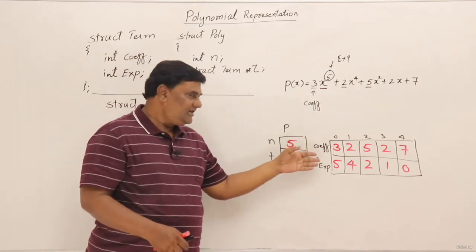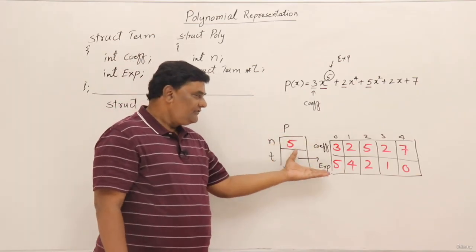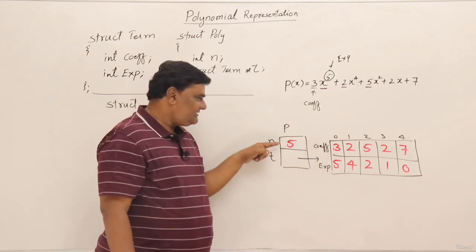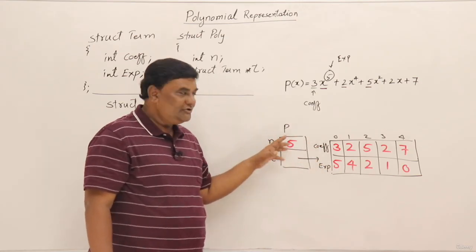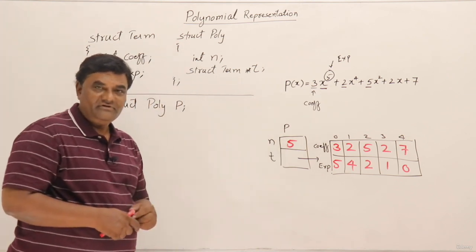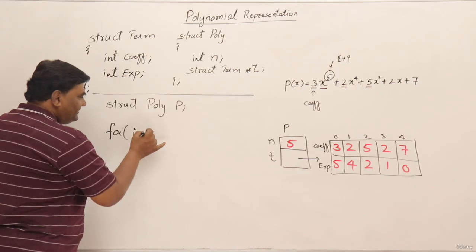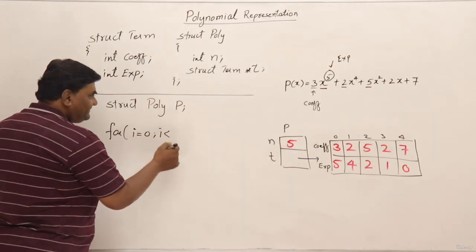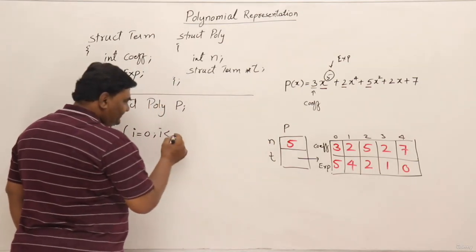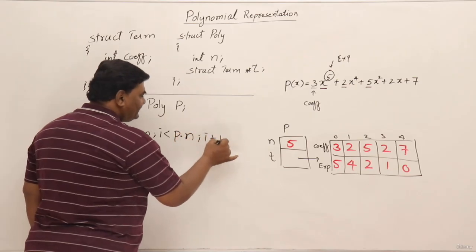So all these terms can be computed and added one by one using a for loop. We have to process all of them, depending on the number of terms. So using a for loop I can evaluate this. I'll write the code for this. For i takes values 0, i less than number of terms p.n, i++.